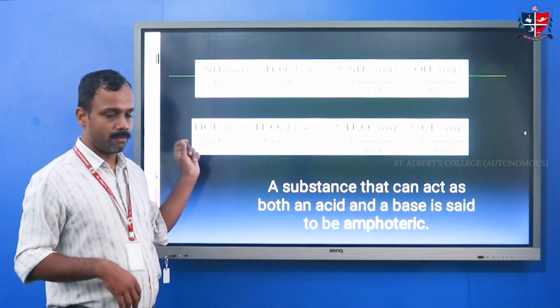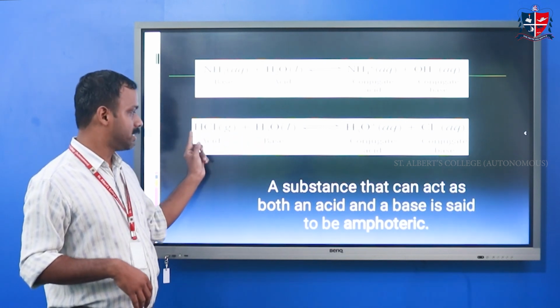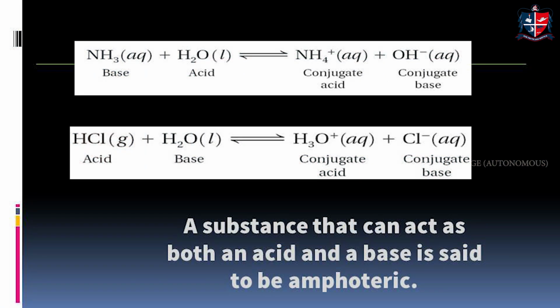When HCl reacts with water, we can see that HCl donates a proton to the water molecule and we get a hydronium ion and a chloride ion. In this case, water accepts the proton donated by the HCl molecule. So water acts as a base and HCl acts as an acid. So here water acts as an acid, here water acts as a base.